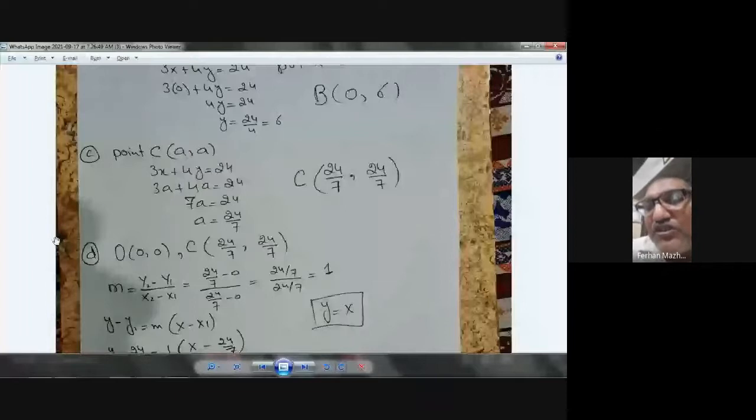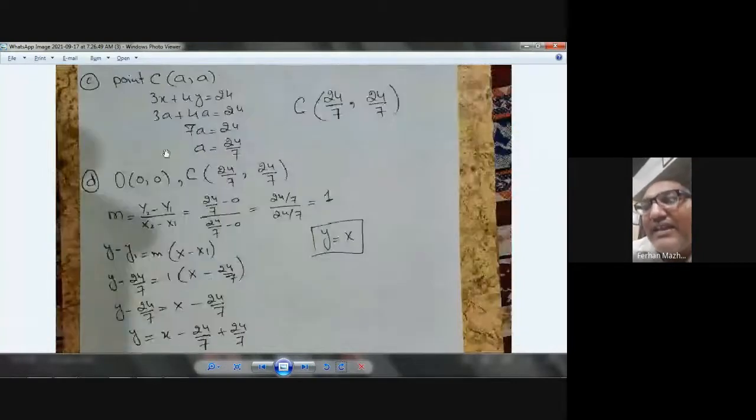Equidistant from both the coordinate axes means that both these will be the same. Then in the next part they ask for the equation of the line OC, where O is the origin. Origin means O, and its coordinates are 0 comma 0.